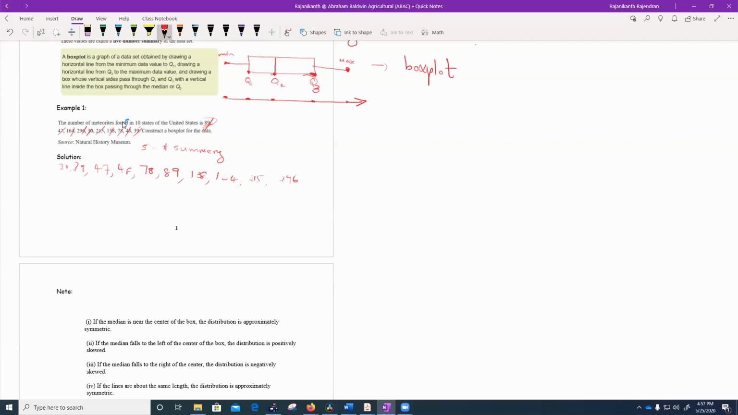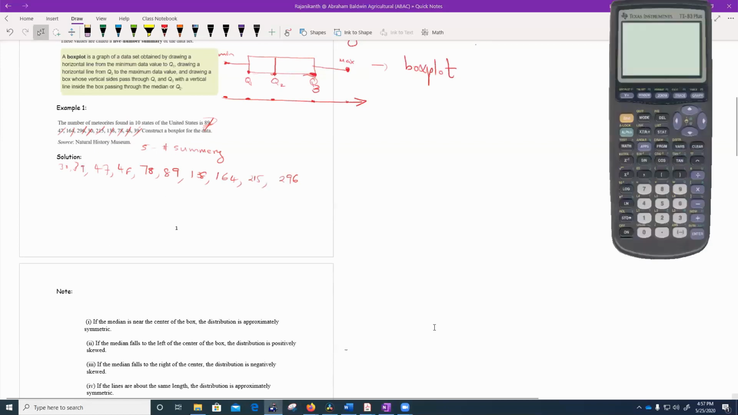Now, last time I explained how to find all the quartiles using the calculator. So I'm using the calculator to find all five numbers. Okay, so check your calculator. Go to stat, edit. I'm going to enter all 10 values here. So 13, 39. If you want, you could enter the data values without arranging. That's also okay.